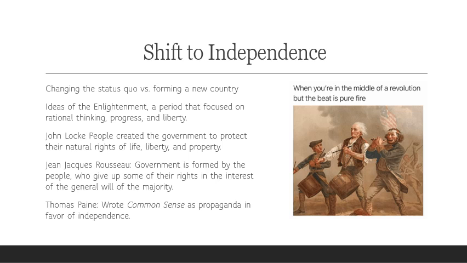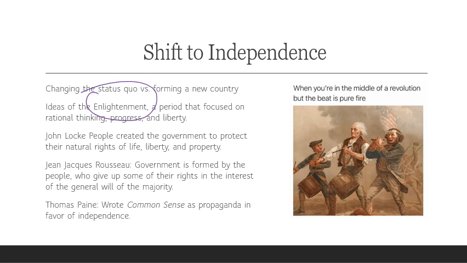And if people's only reason for fighting a war is because they want things to get better and the war is terrible and it's making things worse, they'll only fight it for so long. And so once we shift to the idea of independence and we talk about forming a new country, we give people a renewed interest in the war. We kind of reinvigorate the war effort. A lot of the war effort is going to center around some ideas of the Enlightenment. So this period focuses on rational thinking, progress, and the ideas of liberty.